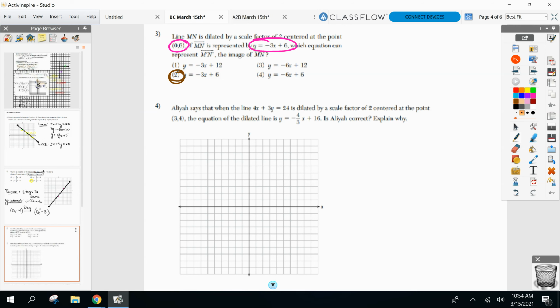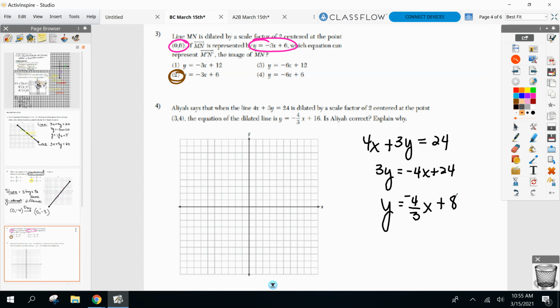And I know most of you guys are working on Aaliyah here. 4x plus 3y equals 24. You're doing the same steps as our first problem we did like this, getting the y by itself. Negative 4/3 x plus 8. And then as you graph it, what do you notice about (3, 4), the point you're dilating around? It's on the line, isn't it?